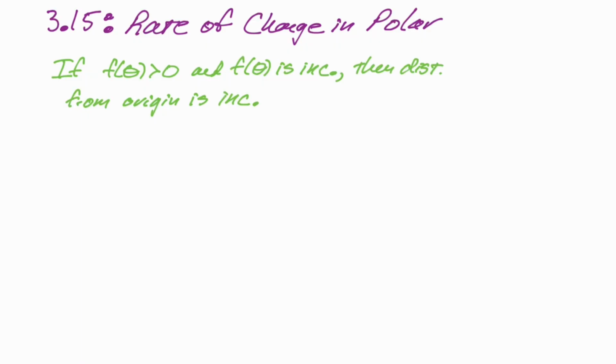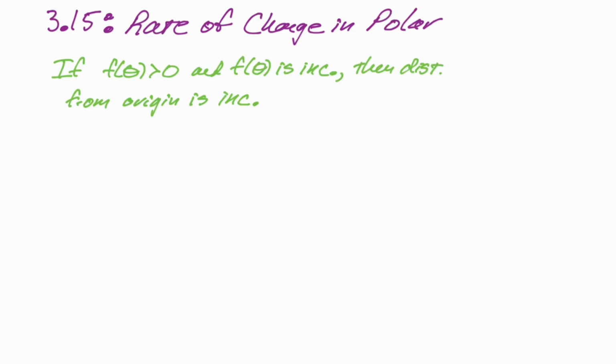Keep in mind, f of theta is r, right? So everywhere you see f of theta, you could just replace it with r. If f of theta, or r, is greater than 0 and f of theta is increasing, then the distance from the origin is increasing. I think that makes a lot of intuitive sense, right? If r is 5 and increasing, it's only going to get bigger. You're only going to get farther from the origin.